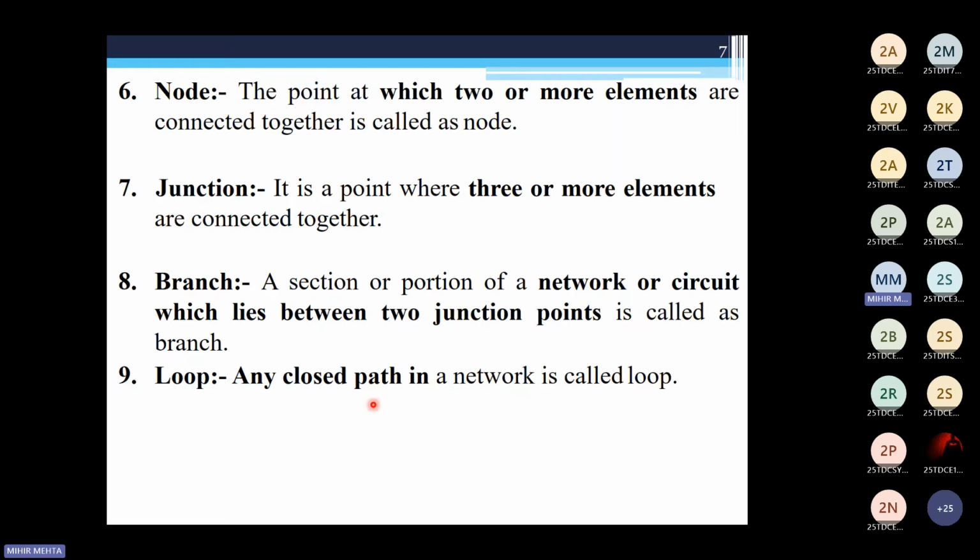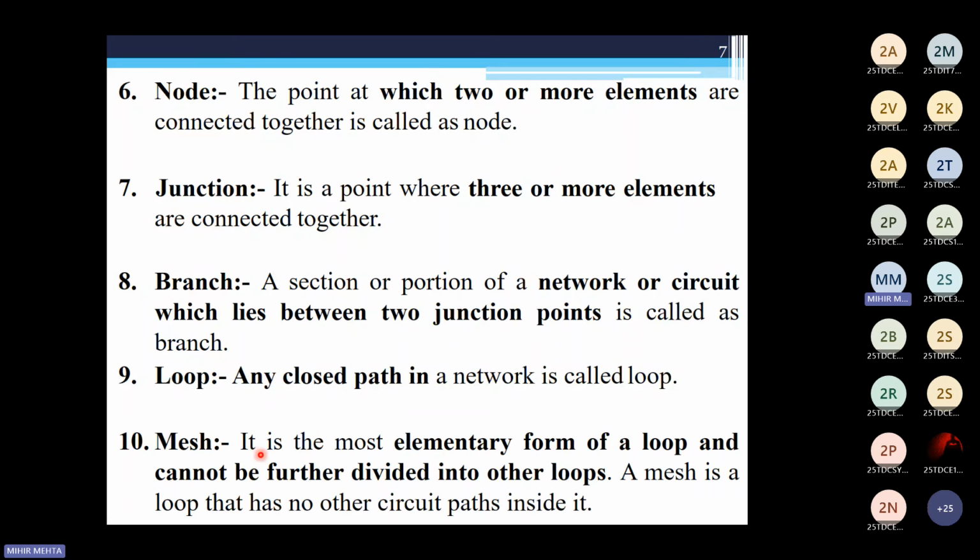Next is the loop. We have seen the loop just now when we were applying KVL. The loop is any closed path in a network. But if you have a loop which can be further subdivided into smaller loops, and you keep on doing that, then you reach a point where you cannot divide a loop into further sub loops. That is called a mesh. A mesh is the most elementary form of a loop and cannot be further divided into other loops. A mesh is a loop that has no further circuit paths inside it. I hope these are understood.